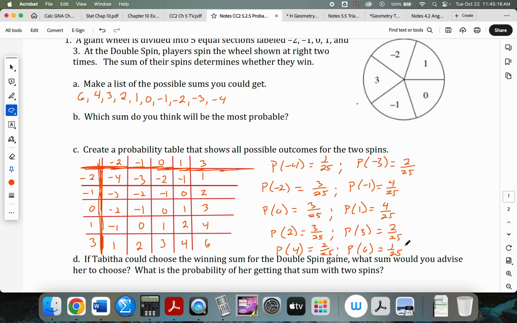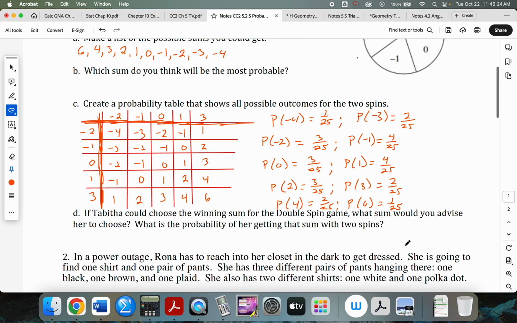So, what would be the best thing for her to choose? Exactly right. 1 or -1. The probability for getting that sum with 2 spins is going to be 4 out of 25.